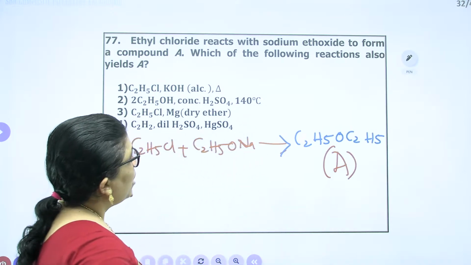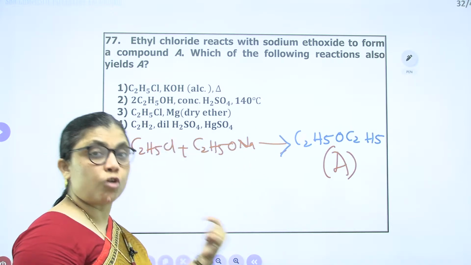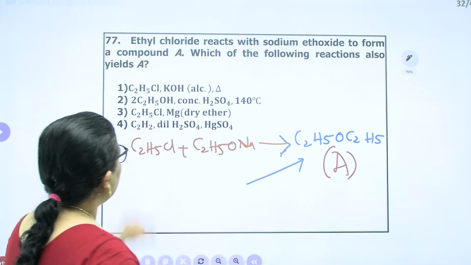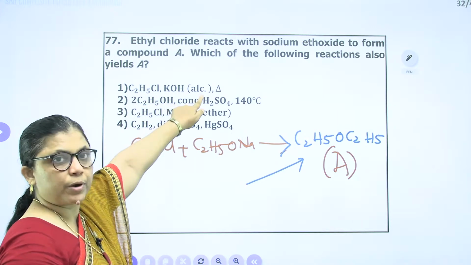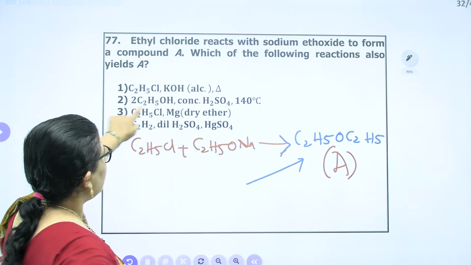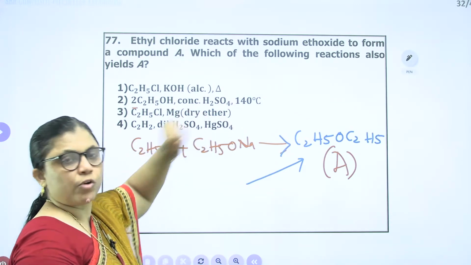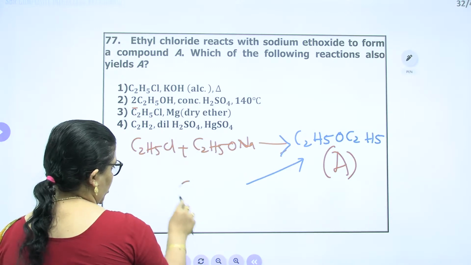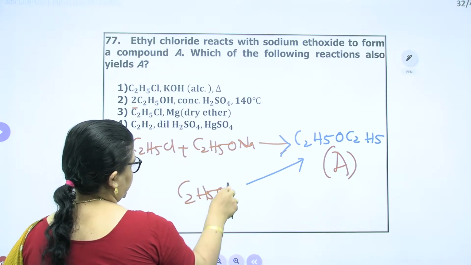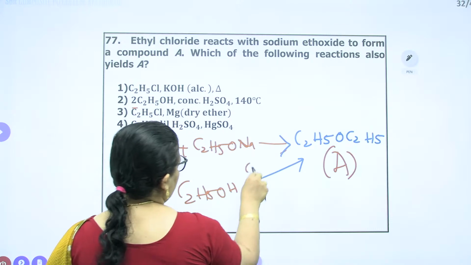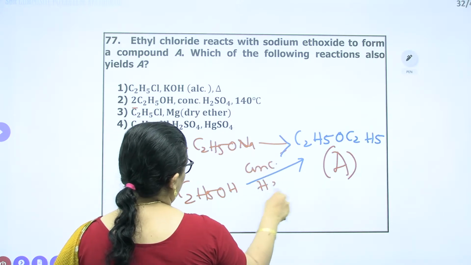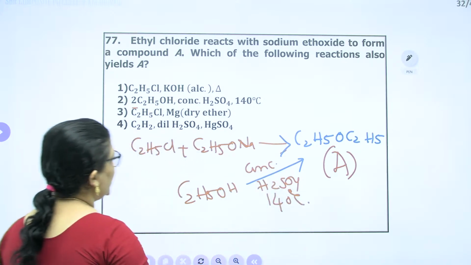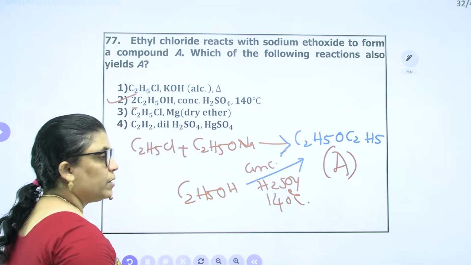What did they say further? Which of the following reactions will also produce the same product? Ethyl chloride with alcoholic potash gives alkene. Ethyl alcohol with sulfuric acid at 140 degrees Celsius will produce ether, a dehydration reaction. Ethyl alcohol heated with concentrated sulfuric acid at 140 degrees Celsius will produce ether. Therefore, the correct option is the second option.